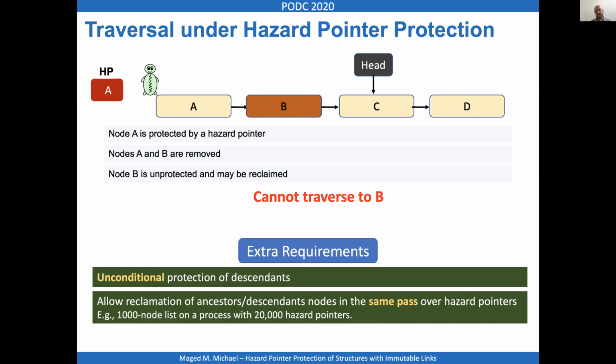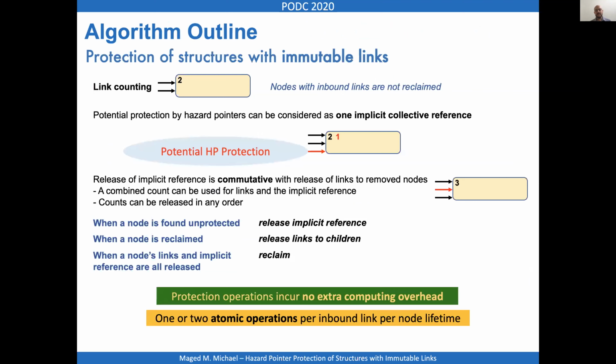Also, if we remove thousands of nodes and we have tens of thousands of hazard pointers, we don't need to go through them one by one. I want to be able to reclaim ancestors and descendants in the same pass on hazard pointers if they're not protected. So this is a very brief outline of the algorithm. You can look at the algorithm in the paper, and it relies on these observations.